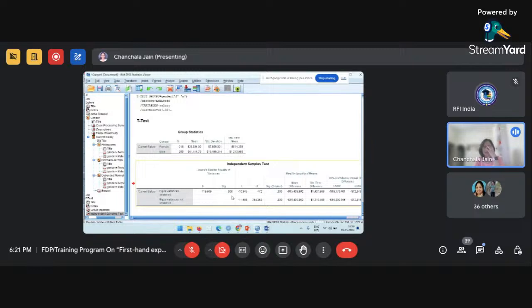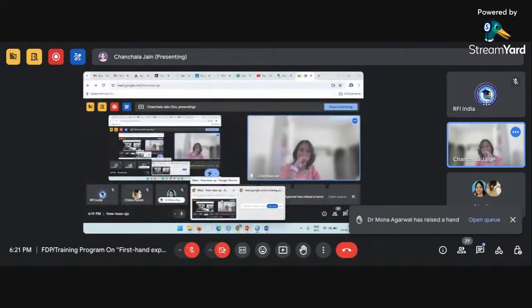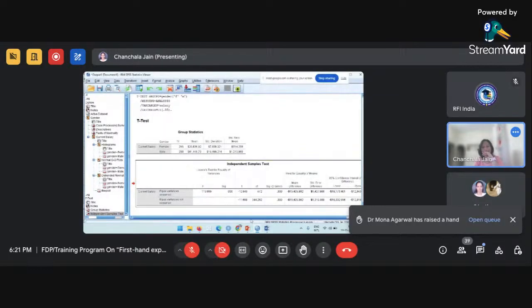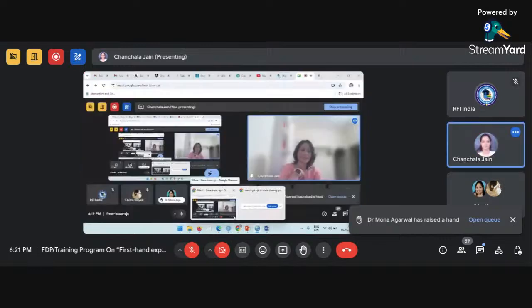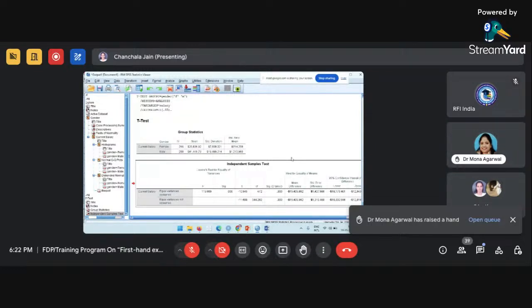Can anyone tell me what was the null hypothesis for Levene's test? Ma'am, variance of male group is significantly... I'm saying the alternative hypothesis: variance of male group is significantly different from variance of female group. Very good. It means the variance in the salary for male and female is not the same, right? Yes, ma'am.